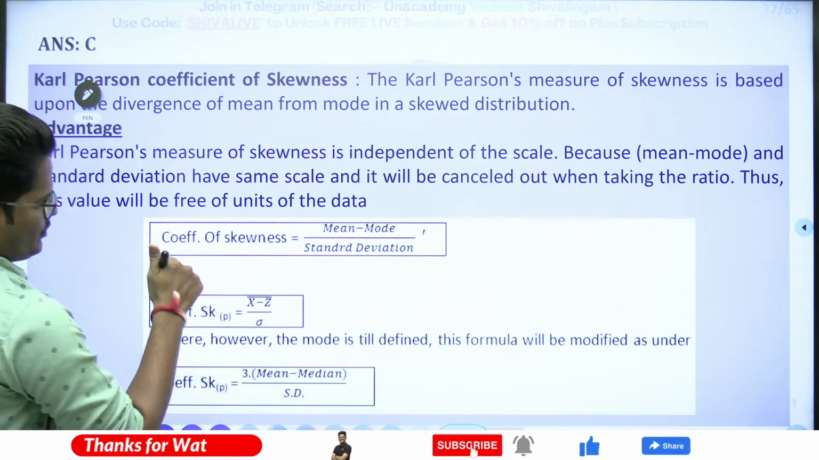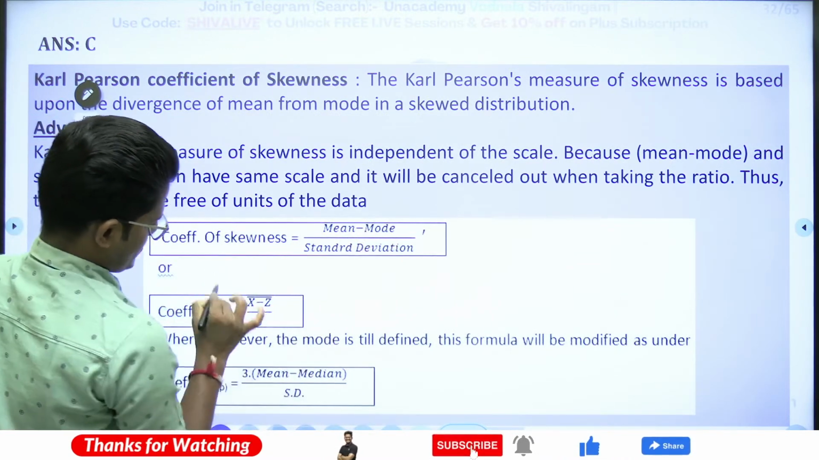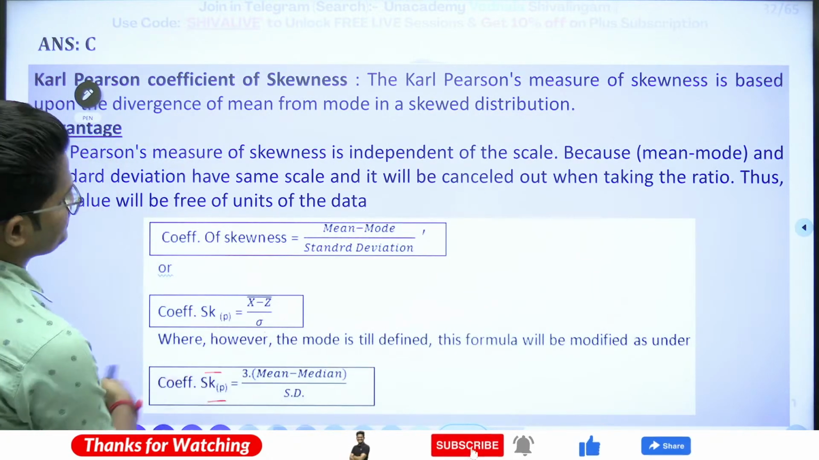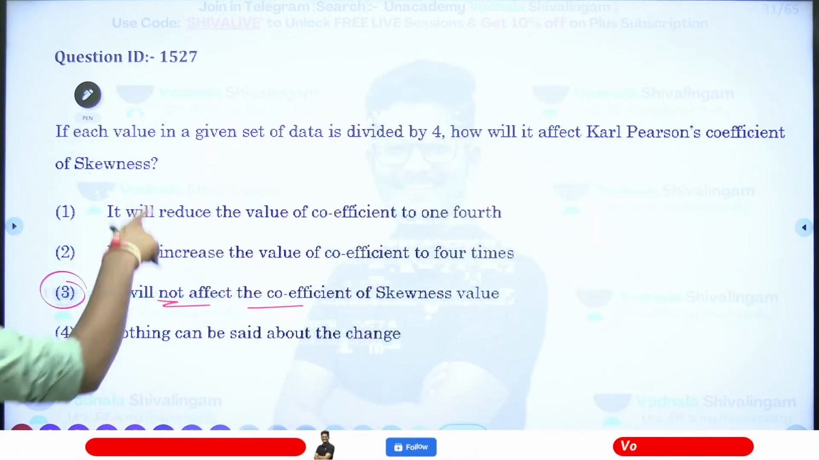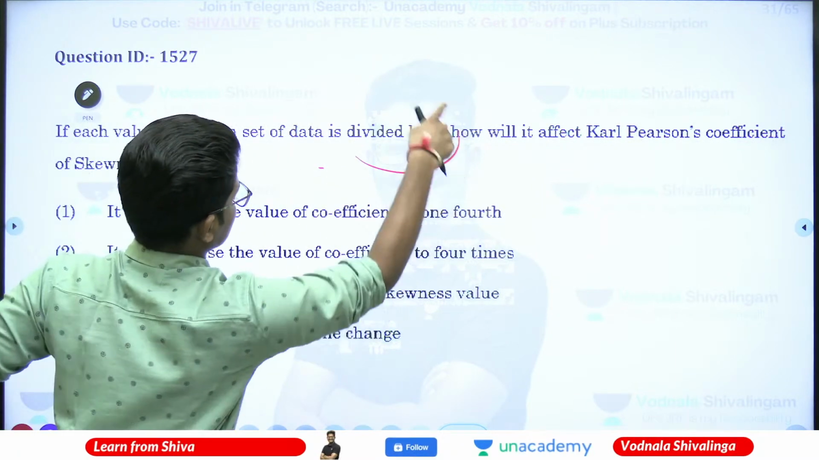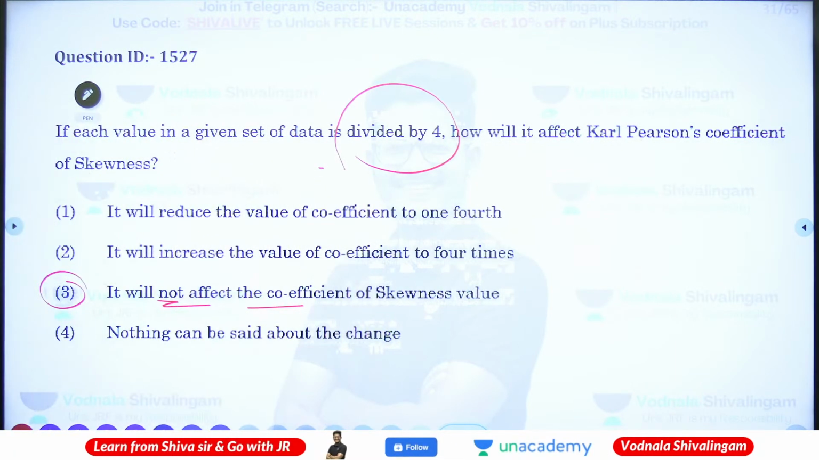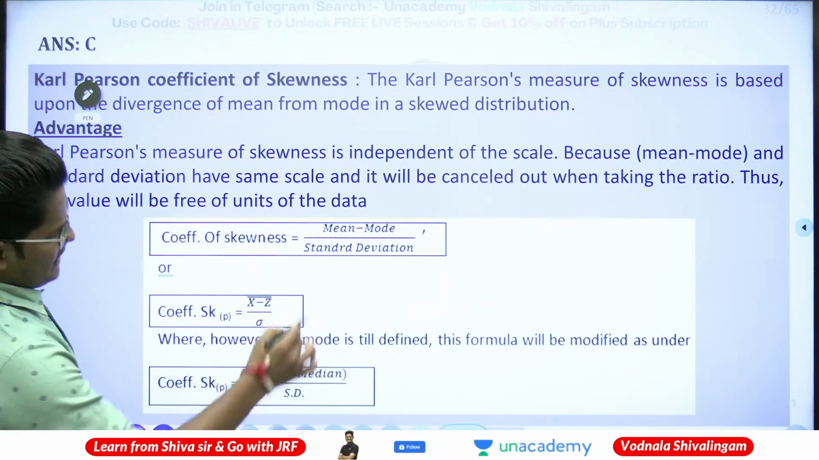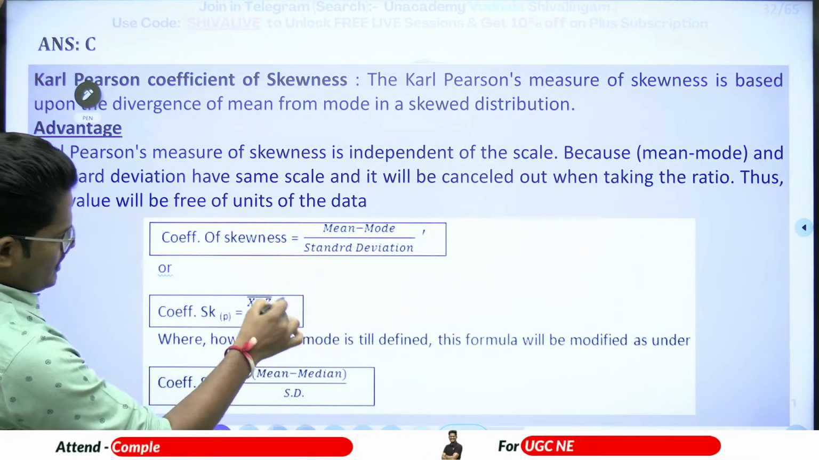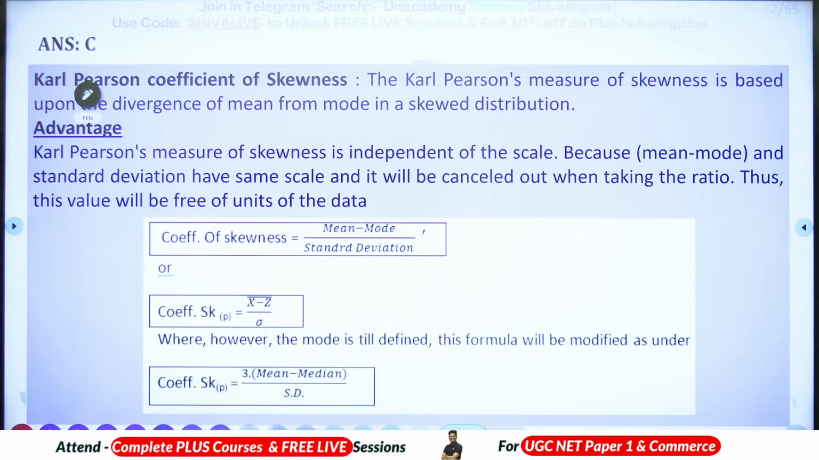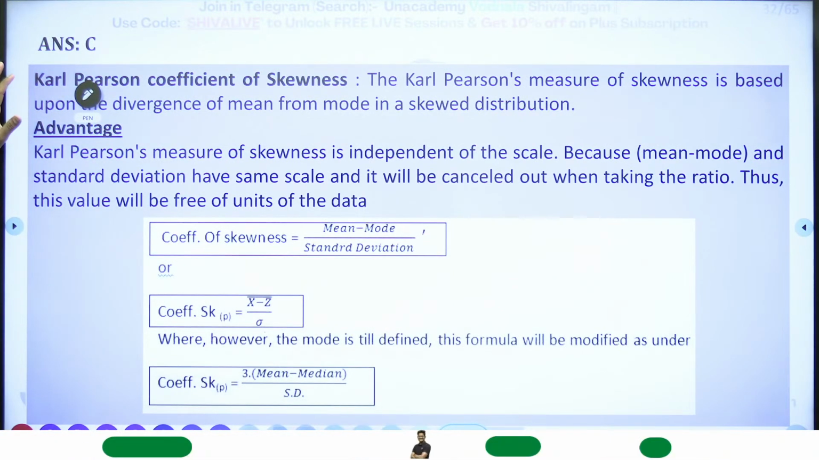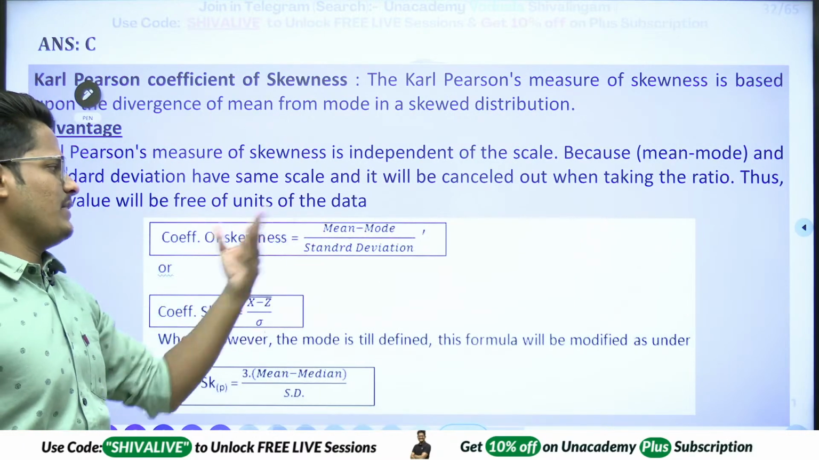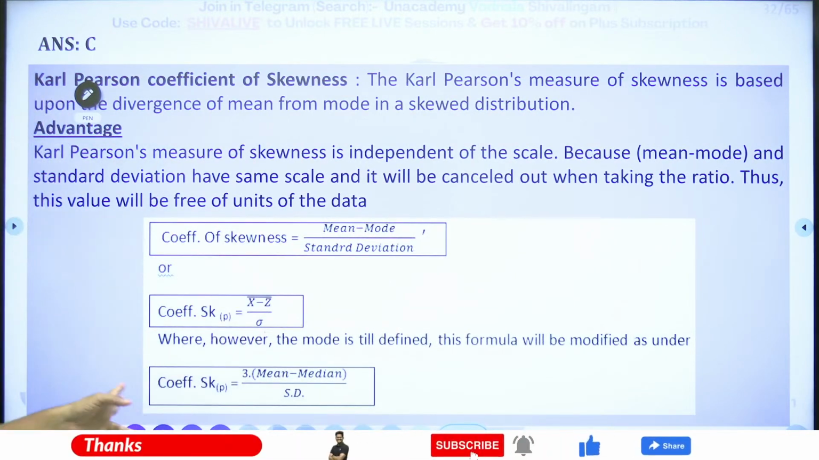Coefficient of skewness is equal to mean minus mode, that is x bar minus z, divided by standard deviation. That is how we calculate. The question is saying if each value in a given set is divided by 4, how will it impact the Pearson coefficient of skewness. When each value is divided by 4, the coefficient of skewness value is going to be the same. It is not going to change at all, because when every value is divided by 4, the same value only will come. Nothing will be changed over here.